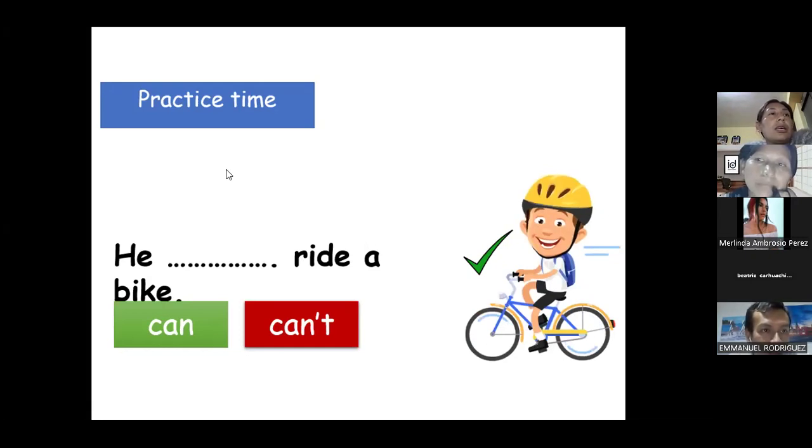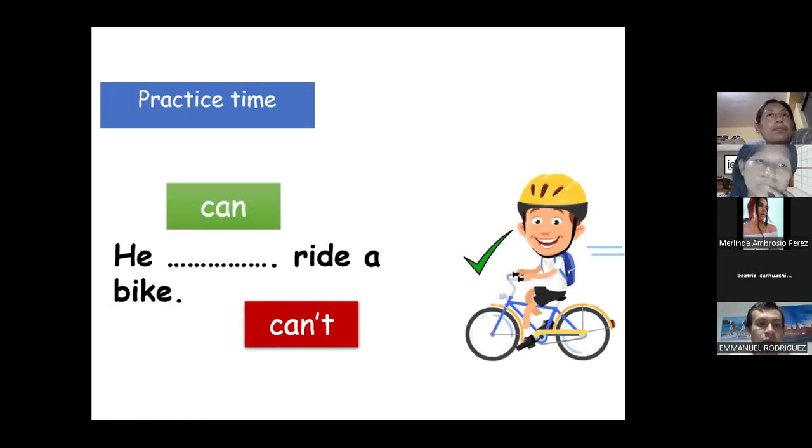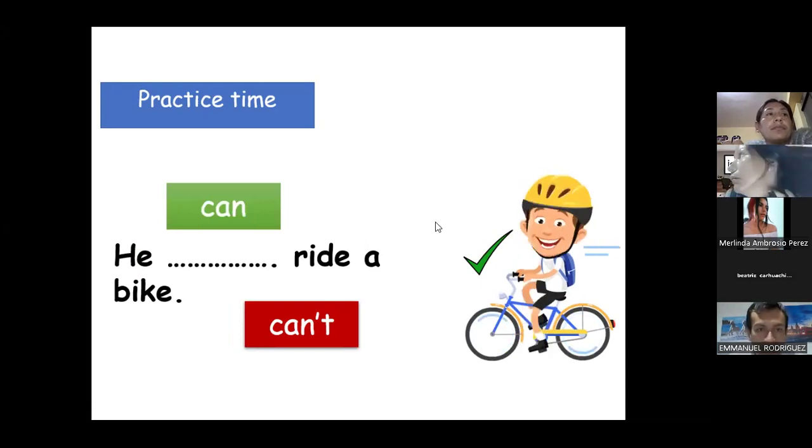Another volunteer. Nirvana Gutiérrez. He can ride a bike. Okay, I'm going to check. Okay, he can ride a bike. Continue with the next slide.